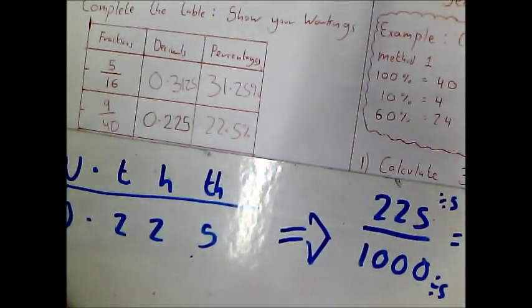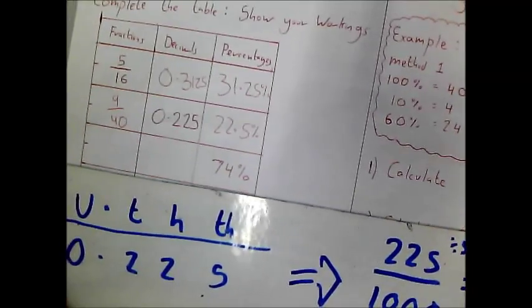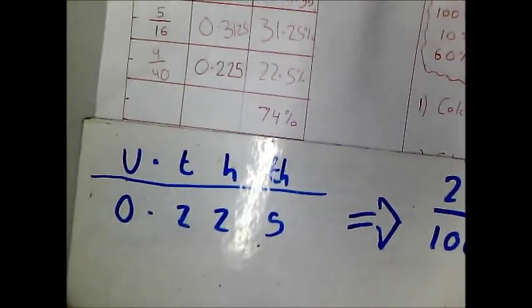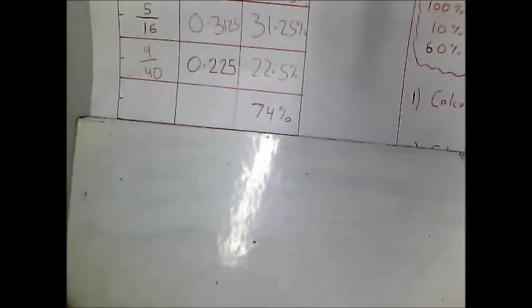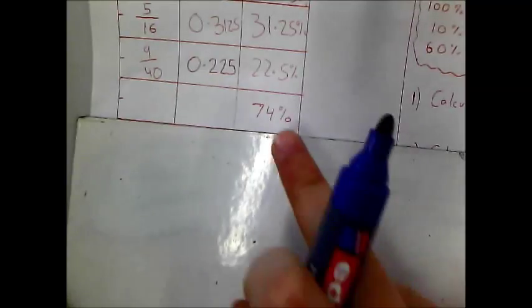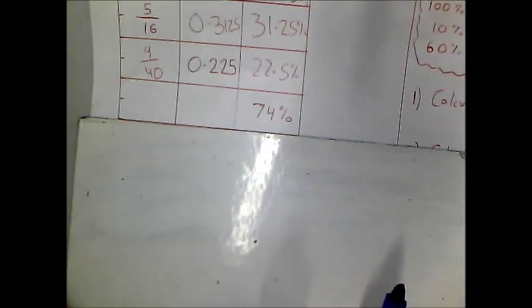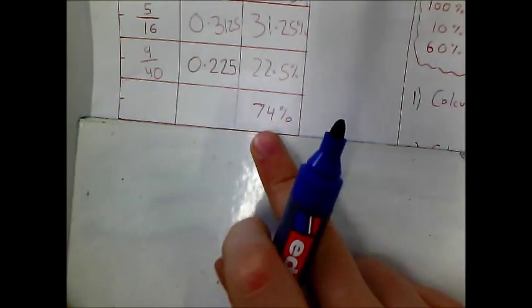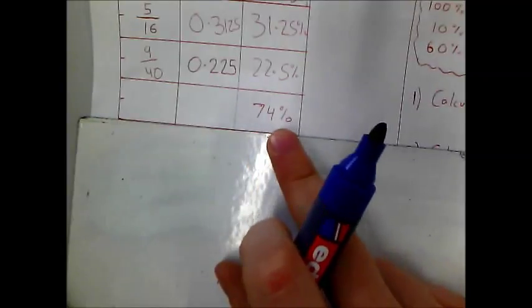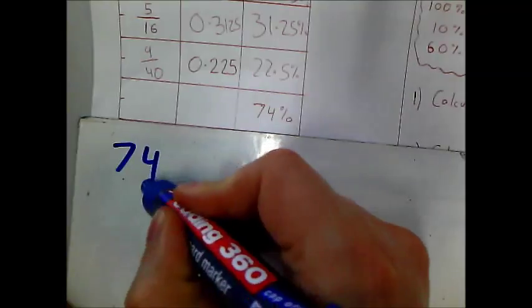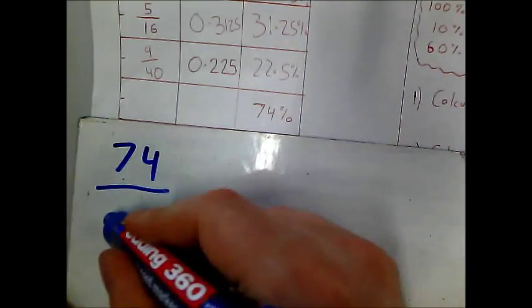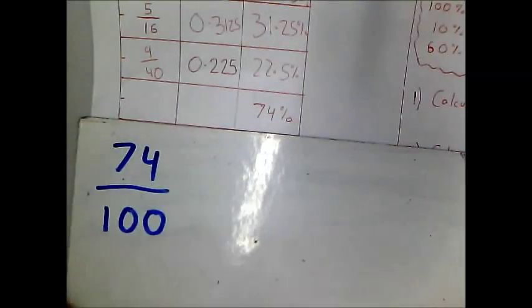Let's look at the next one. I want to convert 74%. This time I'm going to do the fraction one first. So 74% means 74 divided by 100, because cent means 100. So 74 divided by 100 could be written like this. Now all I have to do is simplify it where possible.